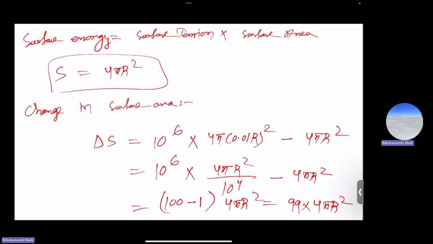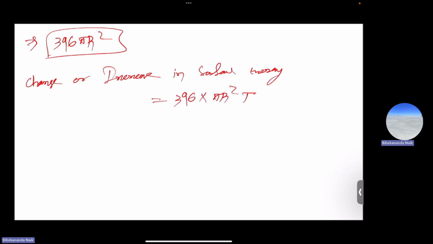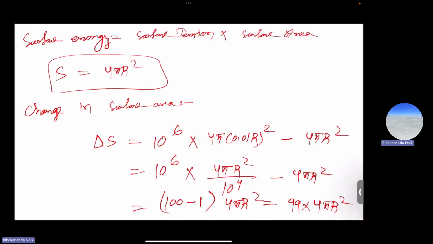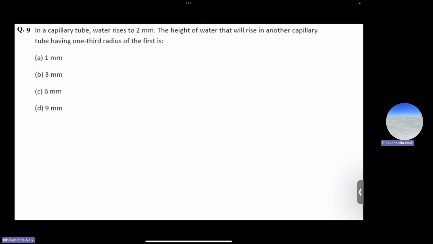So what will be the value of change in surface energy? The increase in surface energy will be 396 into pi R square T. So this will be the answer. Ready to see the options? None of the above will be the correct option because the correct value is not given. Now let's move to question number 9.